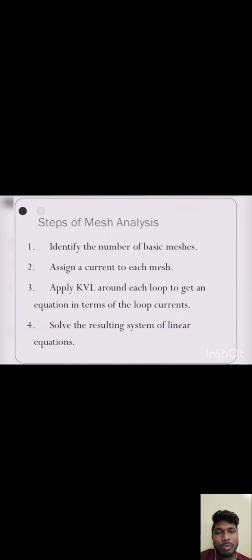Mesh definition: a loop that does not enclose other loops. Essential branch: a path between two essential nodes without crossing other essential nodes. How many mesh currents? Number of nodes is equal to 4, number of branches is equal to 6, number of mesh currents is equal to branches minus nodes plus 1. Then we get the number of meshes.